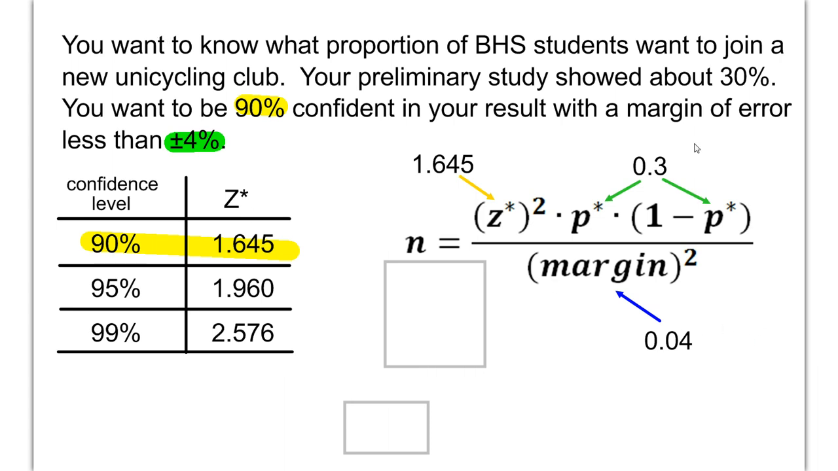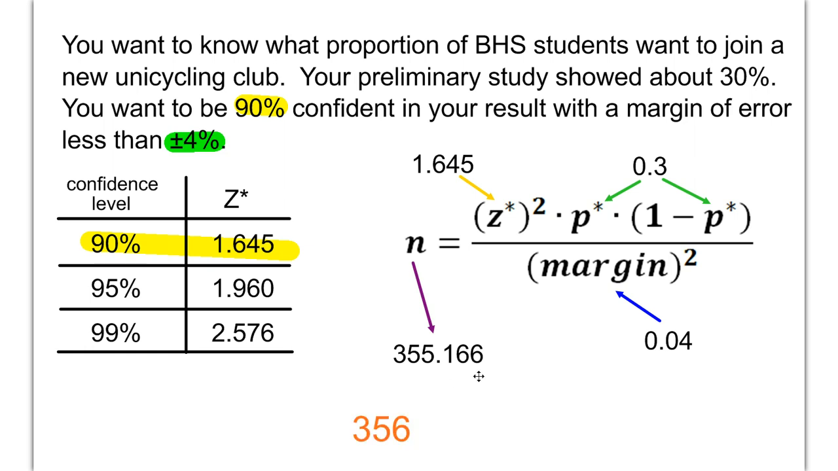And then if we plug this into our calculator, which I will allow you to do on your own, you're going to end up getting 355.166. We of course have to round up, so that gives us 356 as our sample size. So that's how you find the sample size of a set of data.